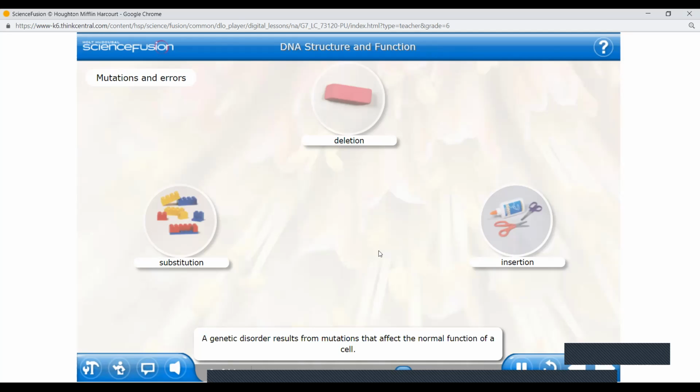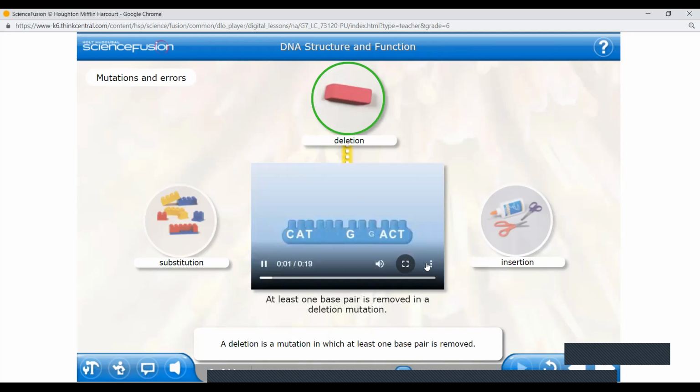A genetic disorder results from mutations that affect the normal function of a cell. Some of these disorders, such as Tay-Sachs disease and sickle cell anemia, are inherited or passed on from parent to offspring. Other genetic disorders result from mutations that occur during a person's lifetime. Most cancers fall into this category. Click the pictures to learn about the different types of mutations.